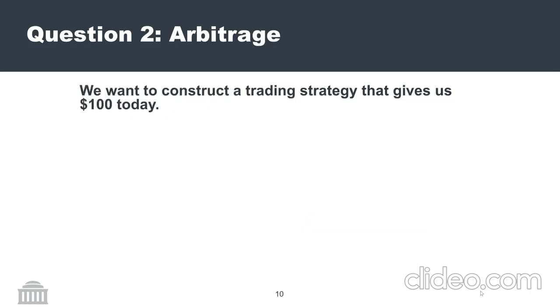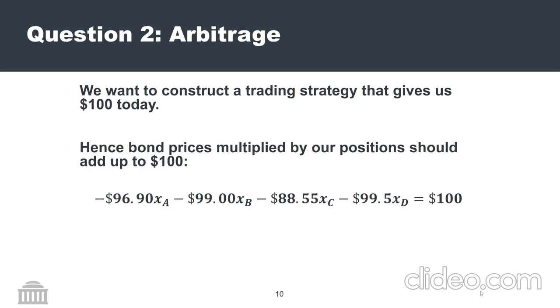So we want to construct a strategy that gives us $100 today. We can write the following equation. Bond prices multiplied by our positions should add up to $100. Here, the key is that bond prices come with negative signs because we're buying these bonds. So for example, if we're buying 1 unit of bond A, we will have to pay right now $96.90. This is the price of bond A. So in this case, we'll have a cash outflow of $96.90. If we are buying 2 units of bond A, then our cash outflow will be the price multiplied by 2.